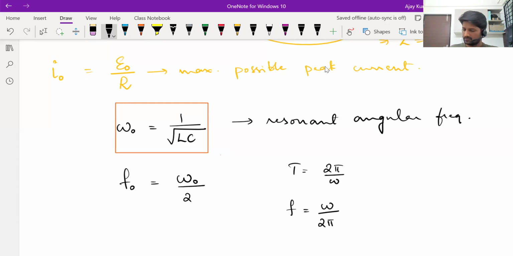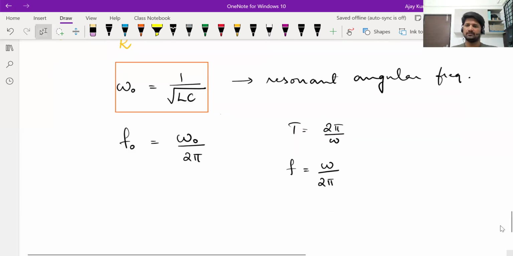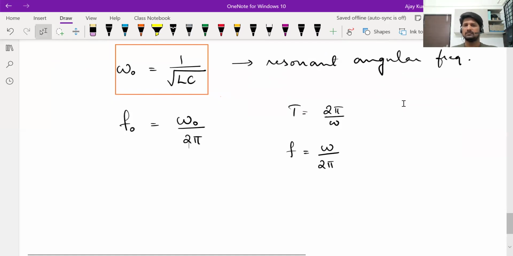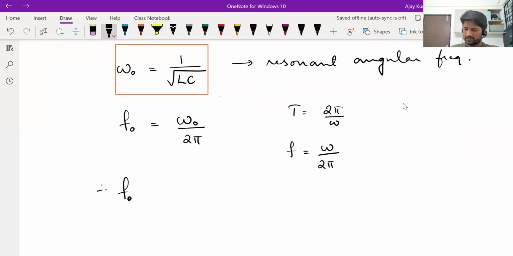So the omega value at which resonance occurs is called the resonant angular frequency. The f value at which resonance occurs is called resonant frequency. Omega is called angular frequency. Omega by 2 pi is normal frequency. Therefore, resonant frequency becomes 1 by 2 pi under root LC.